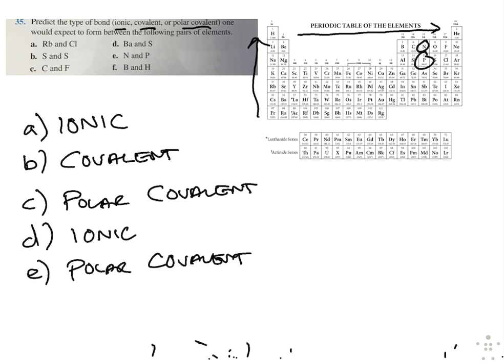And lastly, we got boron and hydrogen. This one's a little bit tricky. Boron's right here, hydrogen's here. They're actually not that far apart from each other when you really think about it. And so I would predict that this is going to be polar covalent still. Now boron is a metalloid, not a full metal, and hydrogen's a nonmetal. So if you have a metalloid with a nonmetal, it has the ability to bond as a covalent bond and not ionic.